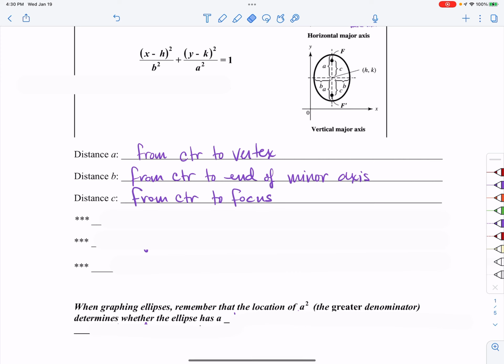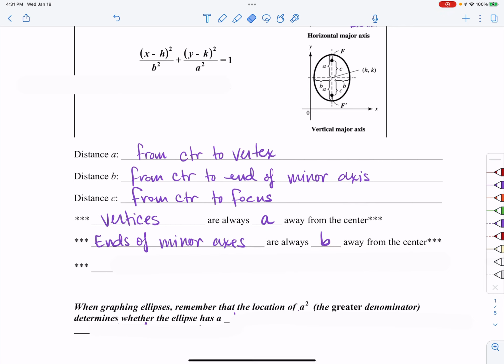And the distance of C is going to be from the center to the focus. Another way to say those things is that the vertices are always A away from the center. The ends of the minor axis are always B away from the center. And lastly, the foci are always C away from the center. So these three statements and these three statements are the same thing, just a different way to say the same thing.